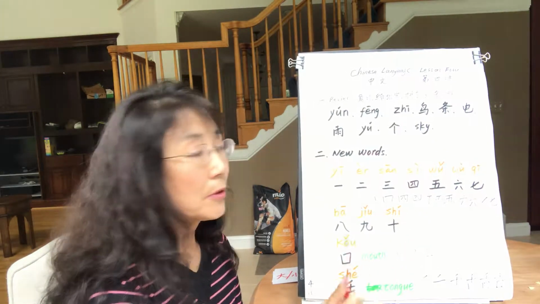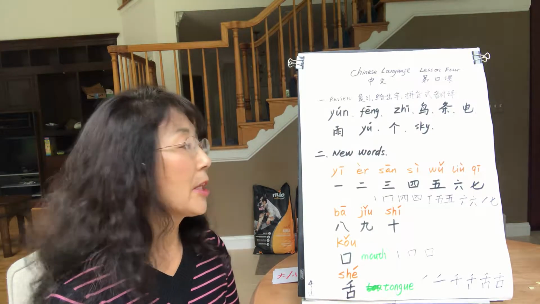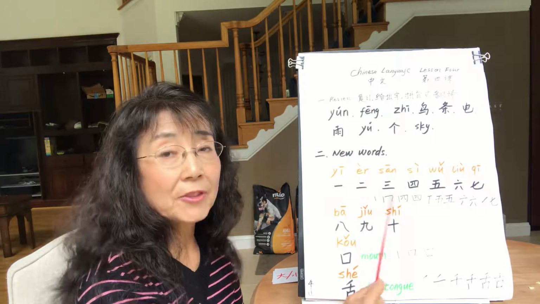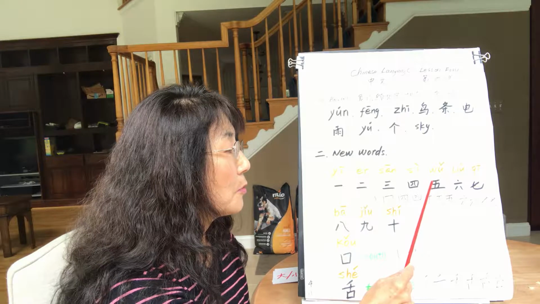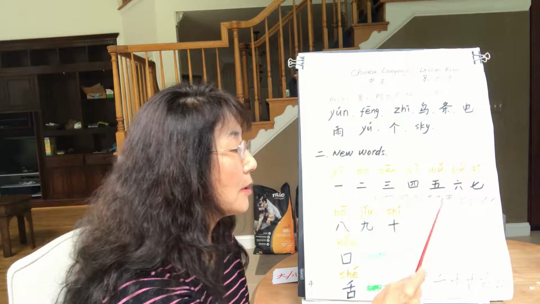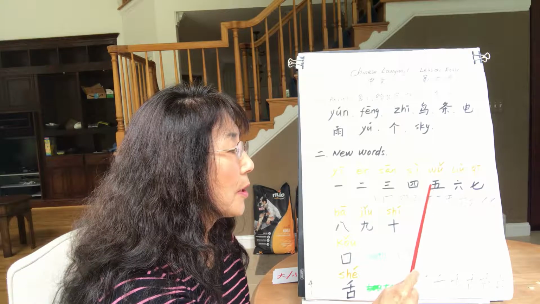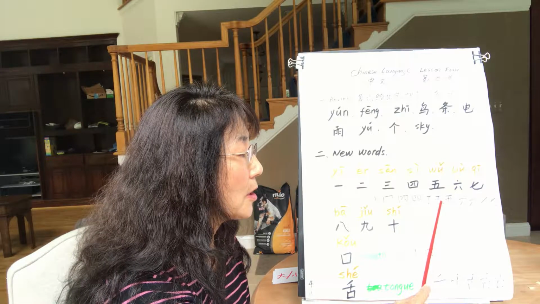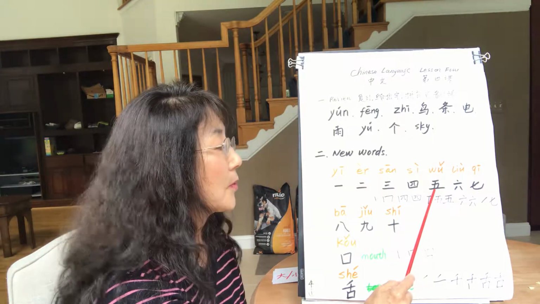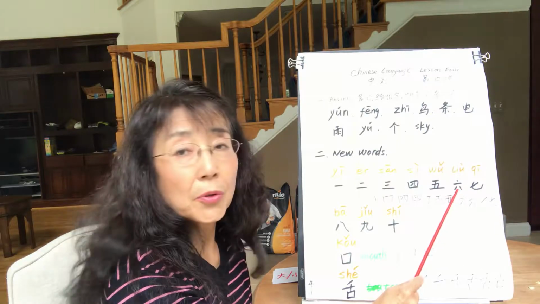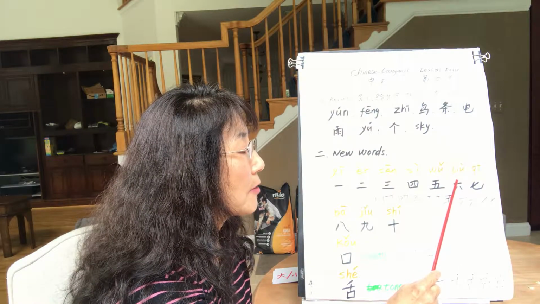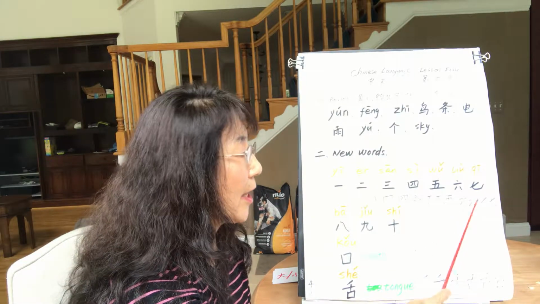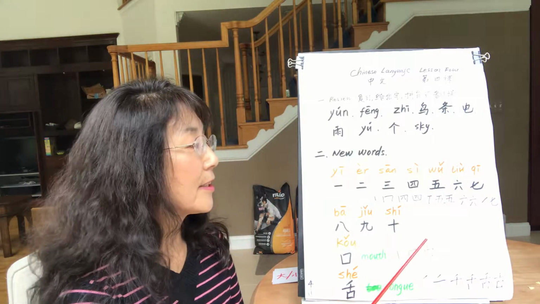Our stroke principle is basically from top to bottom and from left to right. So wu, from the top, first heng, shu, and then heng zhe heng. So heng shu, heng zhe heng, wu, five. Liu, from the top, start by writing this dian, heng, pie, dian. Liu means six.